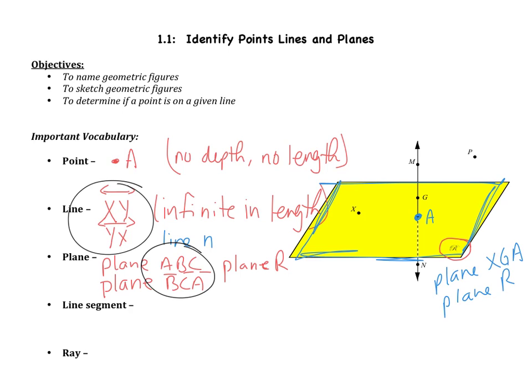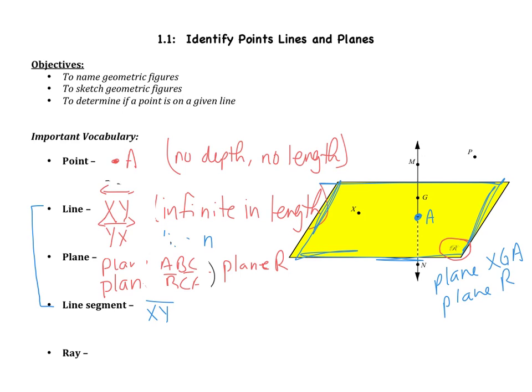All right, the big thing that I want you to understand is the difference between the line here and the line segment. I'm going to make a big emphasis between these 2. So I'm going to use the same letters. We said XY with double arrows. A line segment would be XY without the arrows.